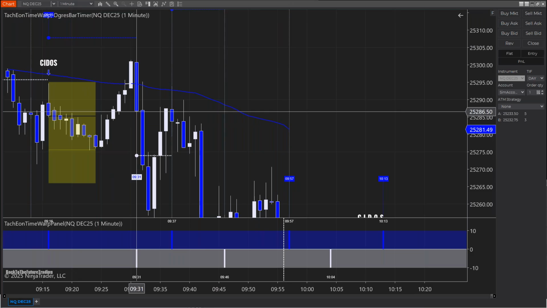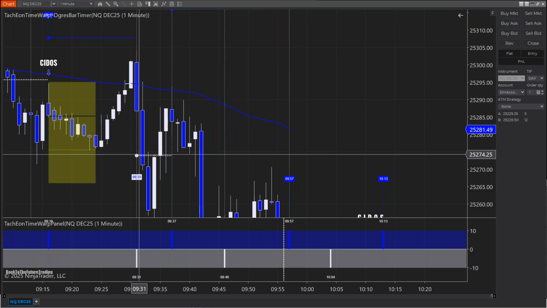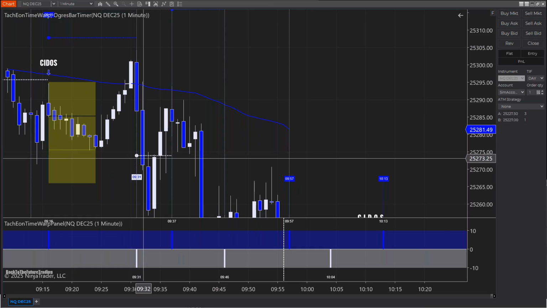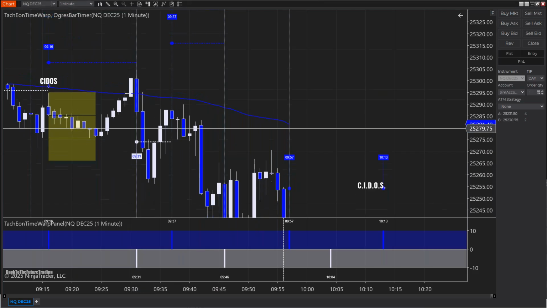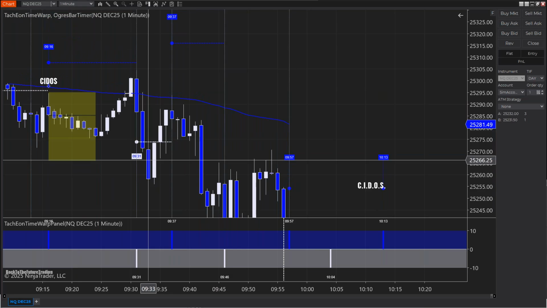At 9:31, the candle closes down. It's a blue candle with a white signal. At 9:32, the candle closes down. It's a blue signal. At 9:33, the candle closes down. Who are we waiting for? We're waiting for the buyers.